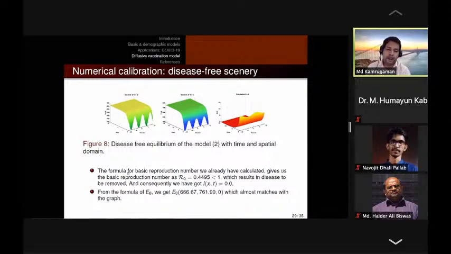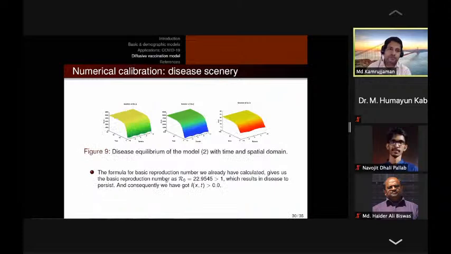And here, this is E naught, with 666761 population and 0 I population. If we follow this number from the mathematical calculations and the graphical results, they almost coincide. Next, for the disease scenario, all of S, V, and I are coexisting, and the infected class population is still available. The reason is that for these cases R naught is not too large but greater than one, so definitely I is still available; the infected population persists.